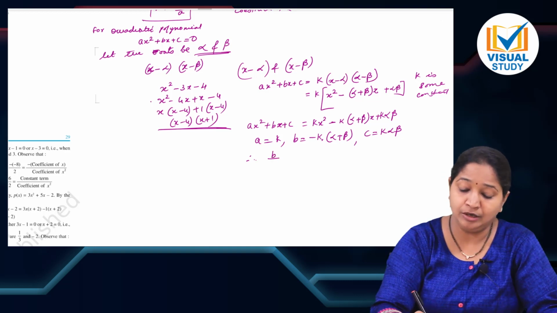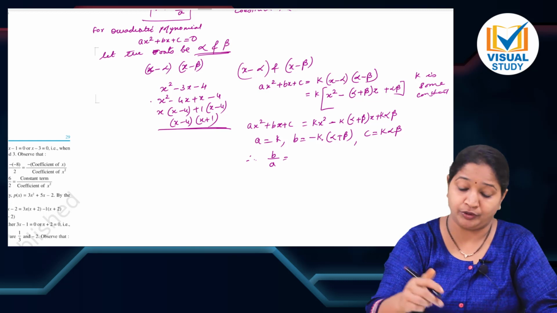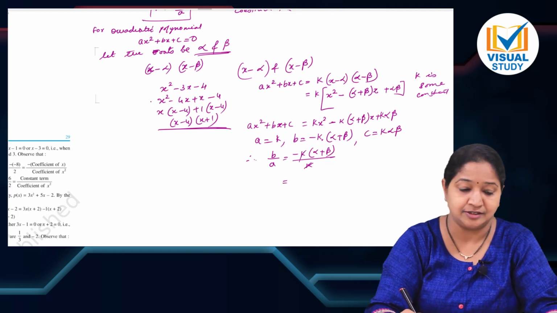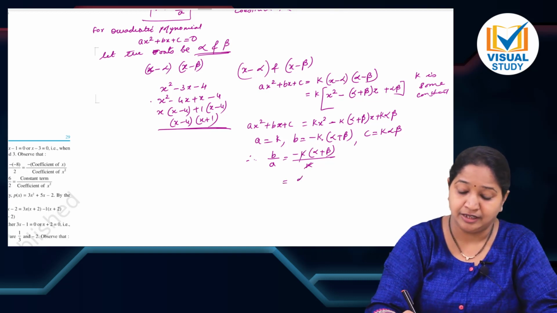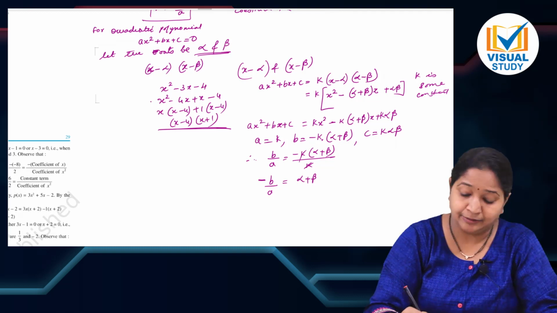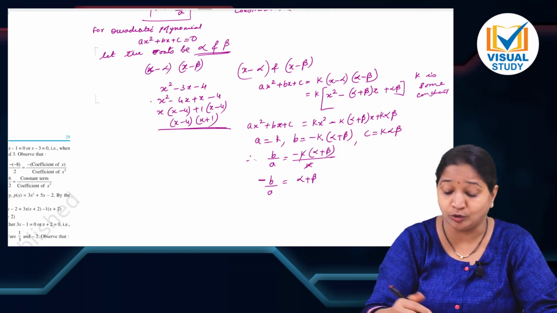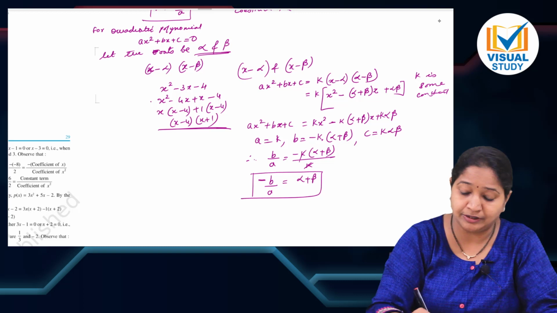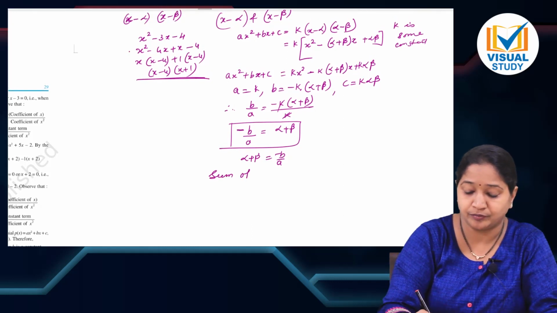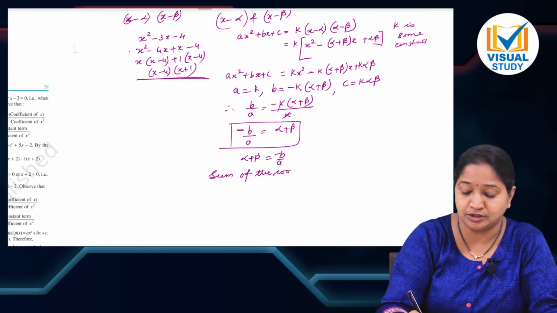Now, b upon a, when you want b upon a, that is minus k into alpha plus beta upon k. The k gets cancelled and you get alpha plus beta, and you shift this minus to this side and you get this. That means the sum of the roots. What is this alpha plus beta? Alpha plus beta is equal to minus b upon a. That is the sum of the roots.